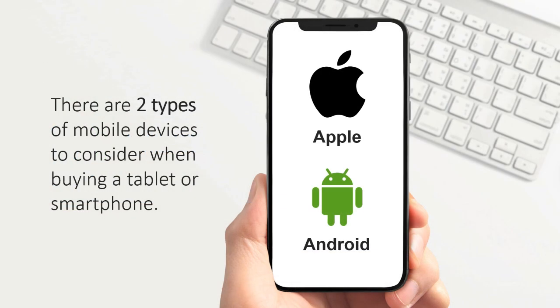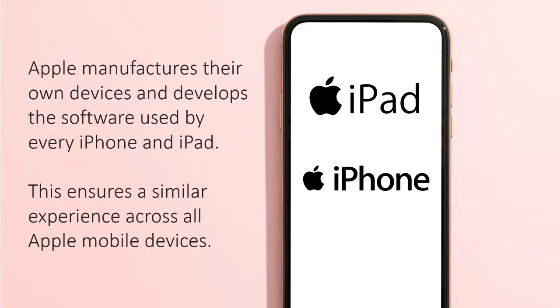Starting with the basics, there are two types of mobile device to consider when buying a tablet or a smartphone. They are Apple and Android, which is a brand that's controlled by Google. It's important to recognize that there are some primary differences between these two options, so we should jump into the details of those now so that you can become familiar with them before making a purchase. Let's look at Apple first.